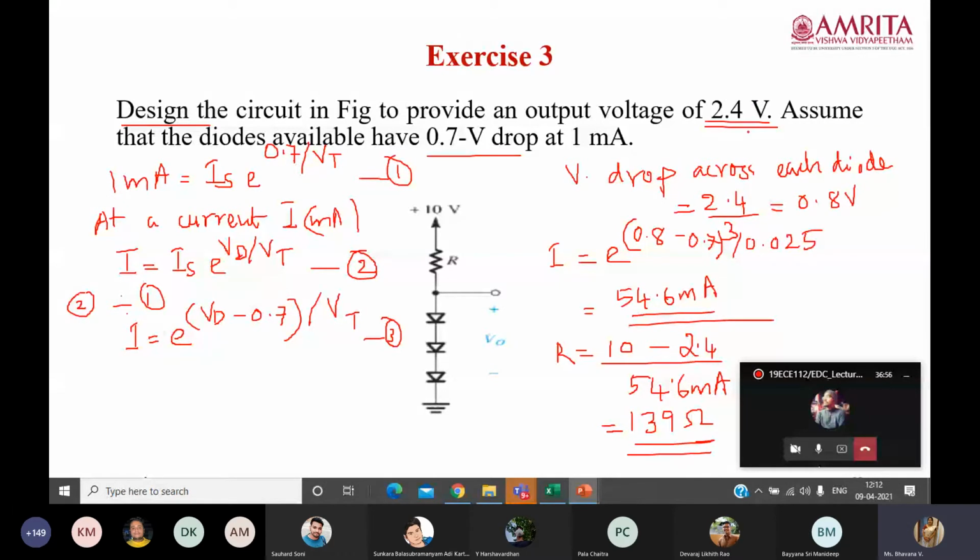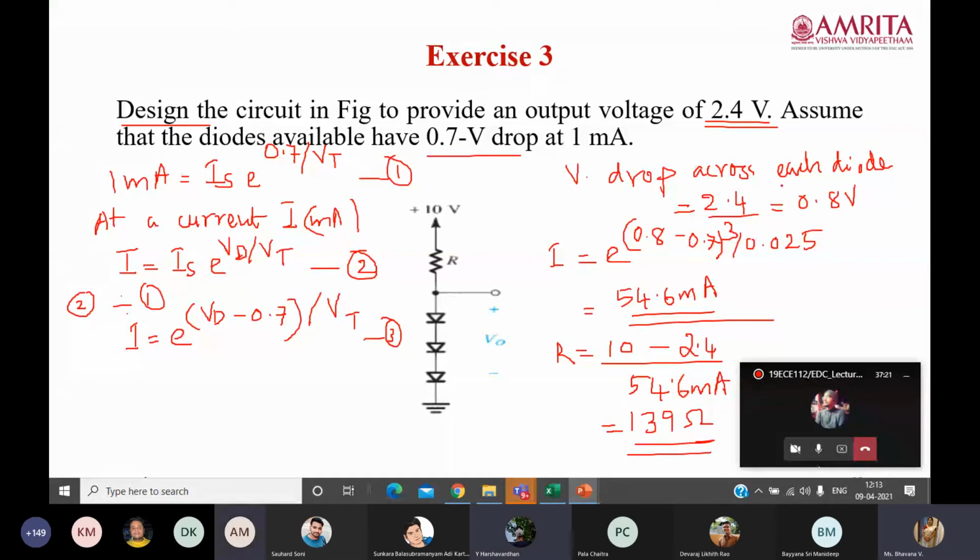So we need to find out what is the drop across each diode with respect to the total output voltage. So 2.4 divided by 3 diodes, so 0.8 volt is the drop across each diode. For that particular drop, we need to determine what is the current flowing through each diode. So you cannot take 1 milliampere. 1 milliampere is applicable only for 0.7 drop. Is it clear for you?